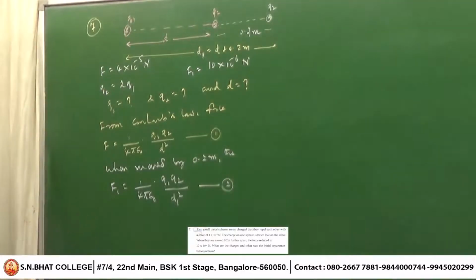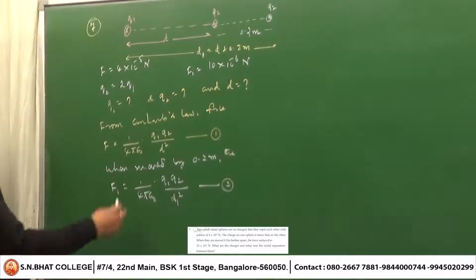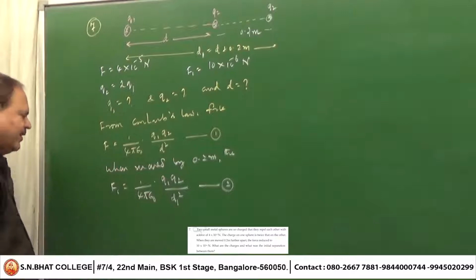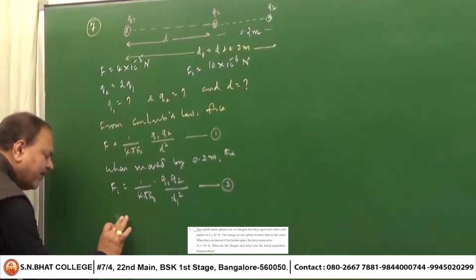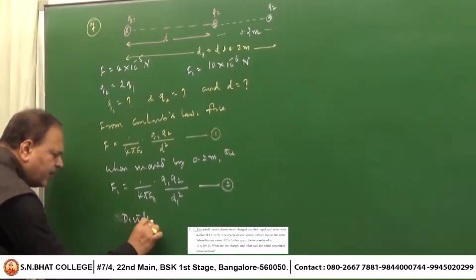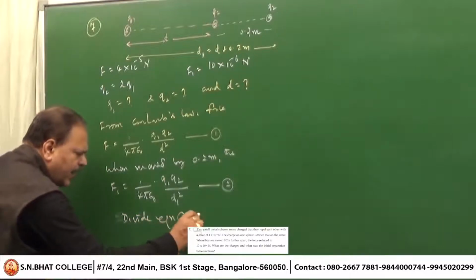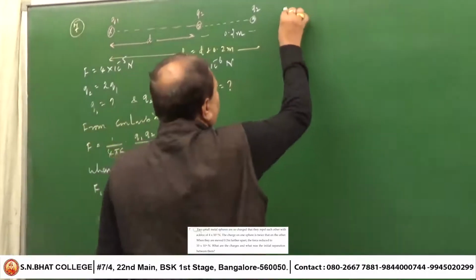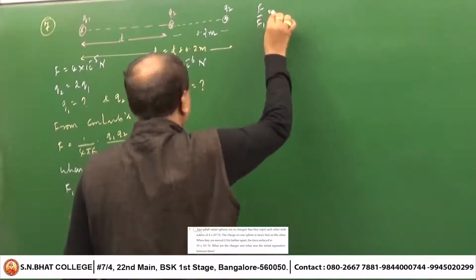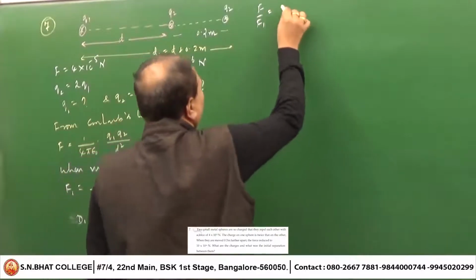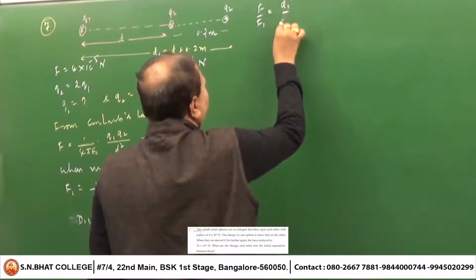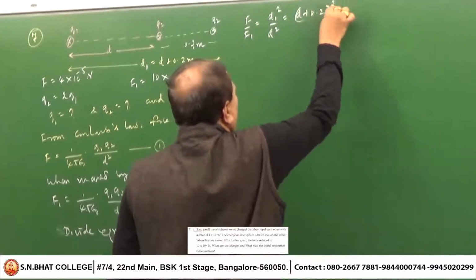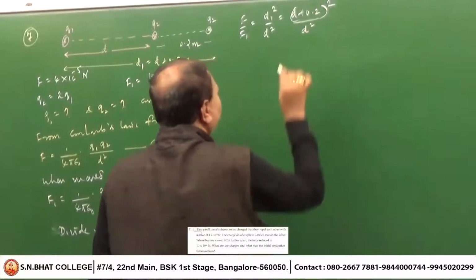You divide one by the other. Divide equation 1 and 2. You have got everything here. All these things get cancelled. F and D are inversely related, and therefore you divide equation 1 and 2. What are you going to get then? Your F by F1 is equal to D1 square divided by D square. That is equal to D plus 0.2 whole square by D square. Look at this.